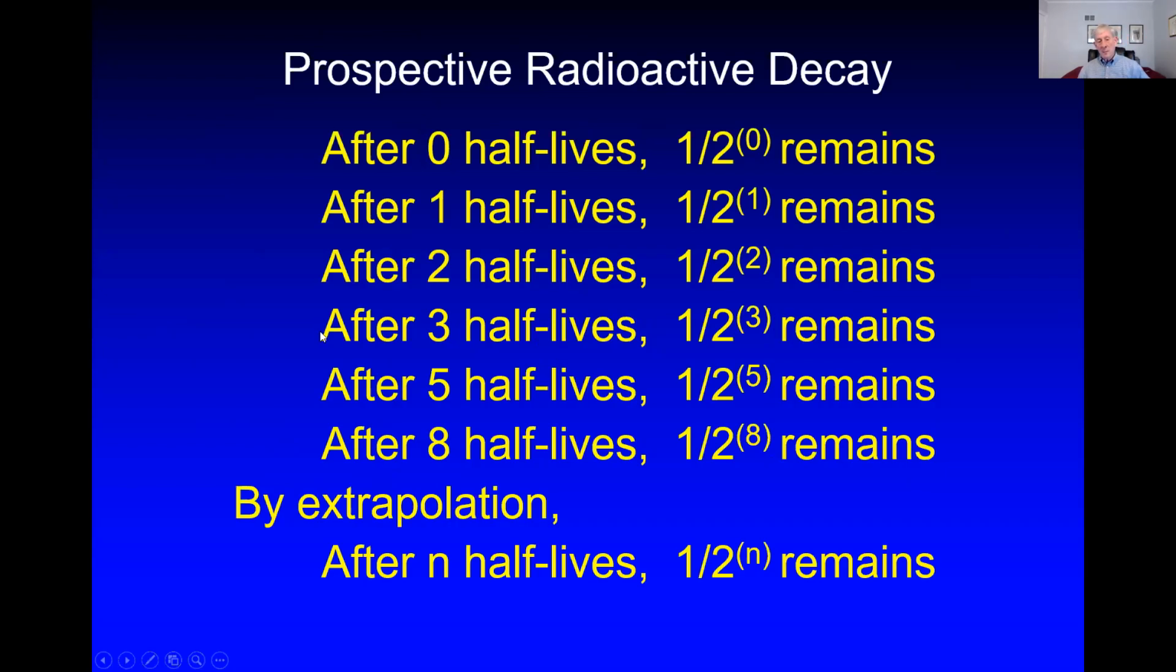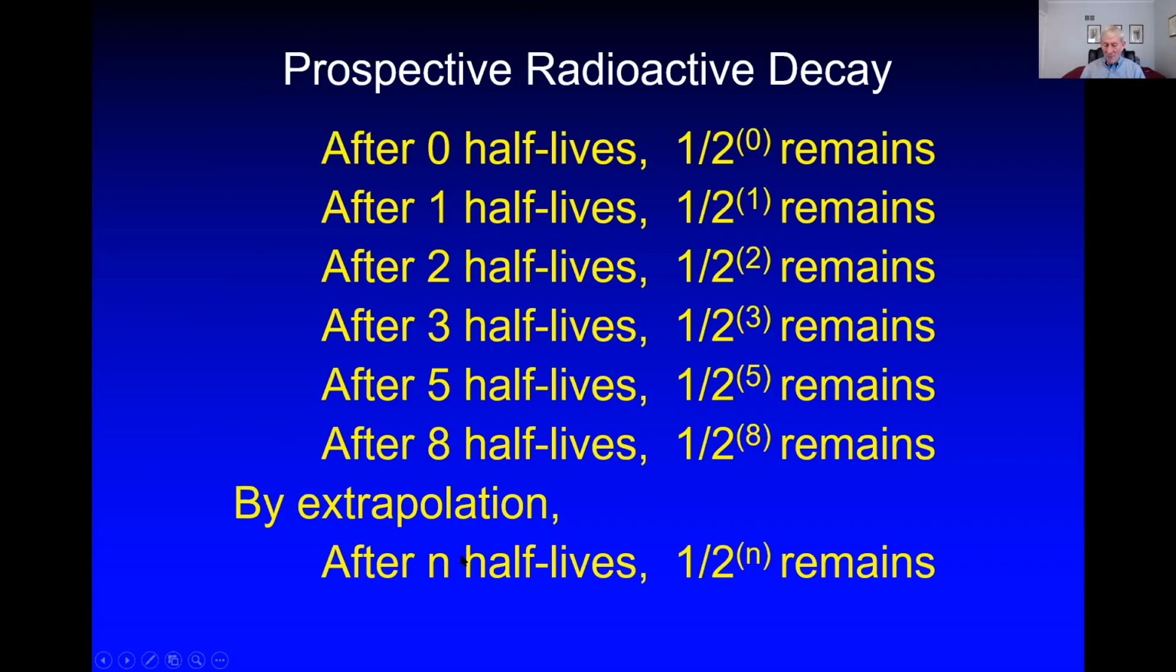Here's a little chart I made up for you. By definition, after one half-life, we have 1/2 remaining. After 2 half-lives, we have 1/2 squared, or 1/4 remaining. After 3 half-lives, we have 1/2 to the 3rd power, or 1/8. After 5 half-lives, we have 1/2 to the 5th. That's 1/32. After 8 half-lives, we have 1/2 to the 8th. I believe it's 1/256. Doesn't matter what that is.